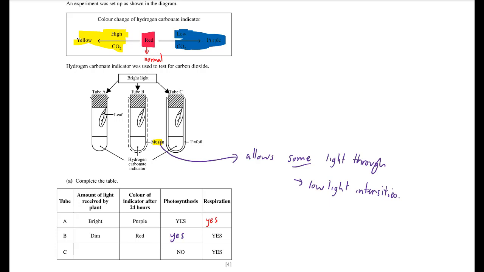Then test tube C, it's covered in tinfoil. This would allow no light through, so this is replicating the dark. So amount of light received by the leaf, none. The colour of an indicator after 24 hours, well, because no photosynthesis takes place and respiration takes place, it releases CO2. So therefore, in test tube C, the levels of carbon dioxide would be higher than normal, so it would go yellow.